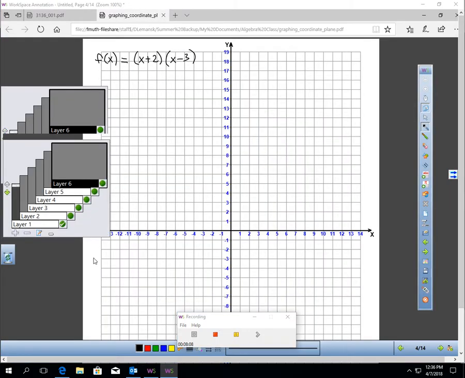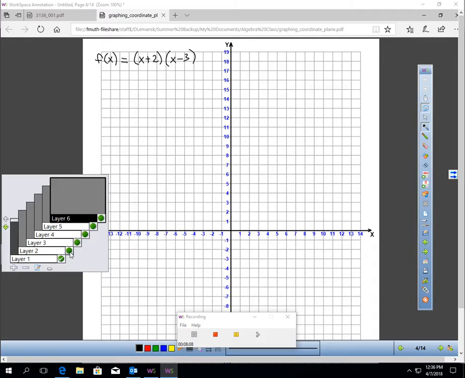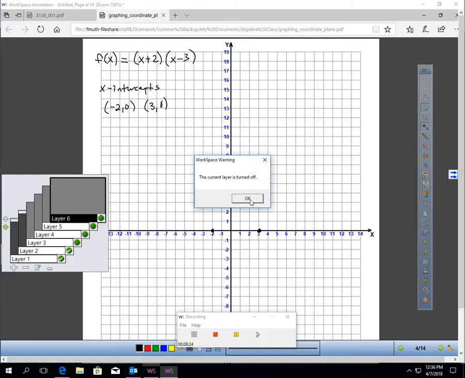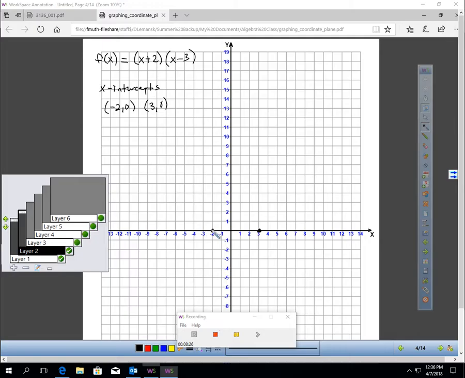Okay, and I'm back, and so this is in intercept form, which means the x-intercepts, remember, inside, backwards, it's horizontal and backwards. So the x-intercepts are negative 2 and positive 3. So you can see I plotted those. I'll make these bigger so you can see that.